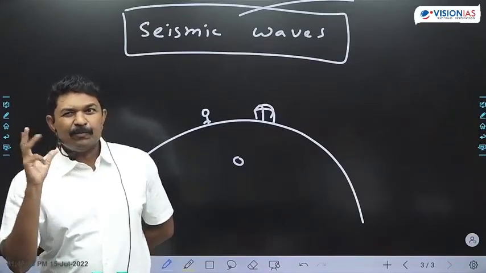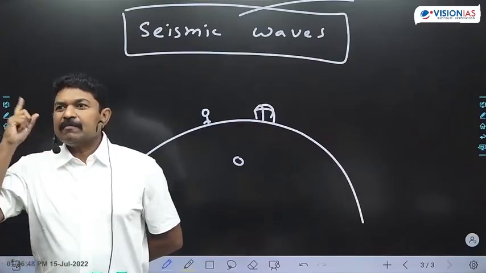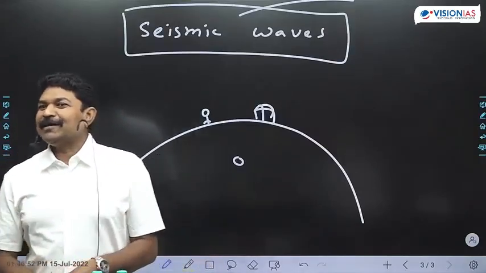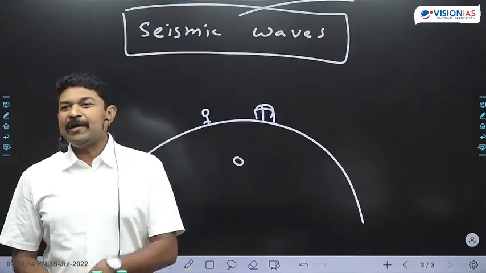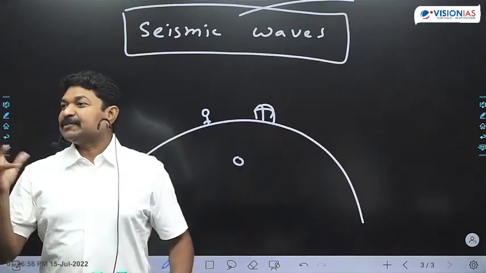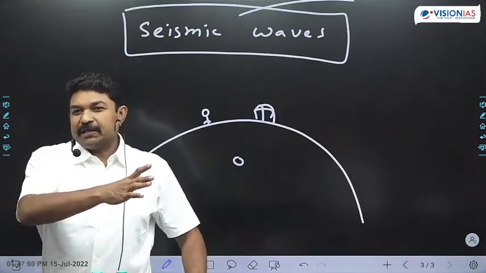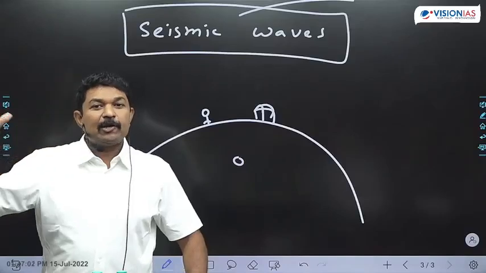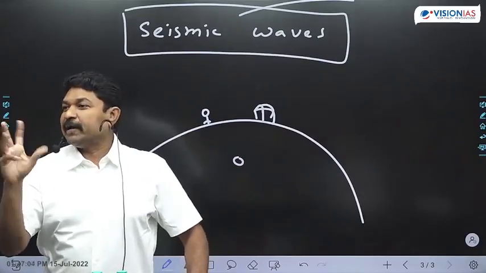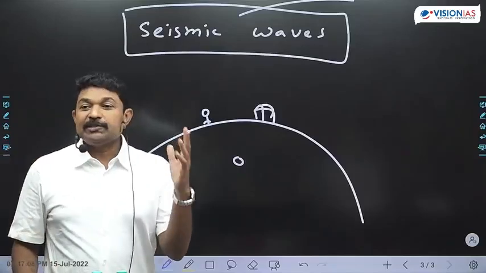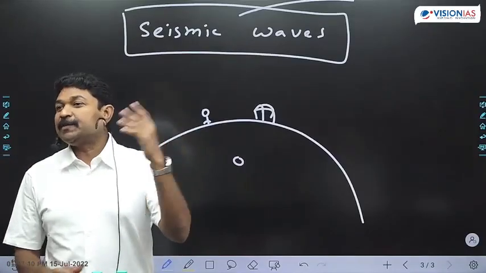Sir, when it is moving very fast, then what should happen? Dizziness should come, sir. Why are we not falling down? When we are rotating at a speed of anywhere between 1600 to 1700 kilometers per hour, the earth is rotating along the equator. Along the equator, what is the velocity? 1600 to 1700 kilometers per hour.